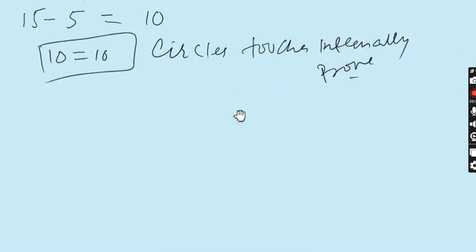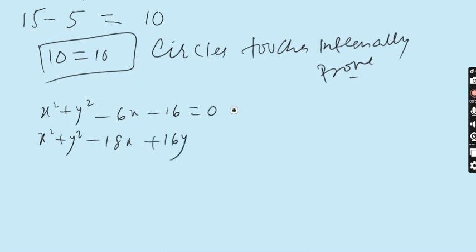Write the equation of both the circles C1 and C2 again. X square plus y square minus 6x minus 16 is equals to 0. X square plus y square minus 18x plus 16y minus 80 is equals to 0. Subtract these two equations.